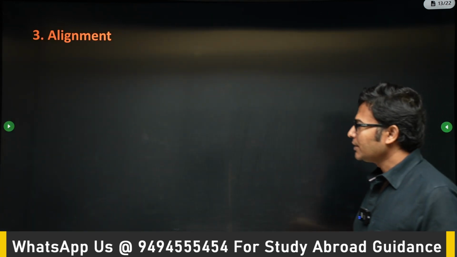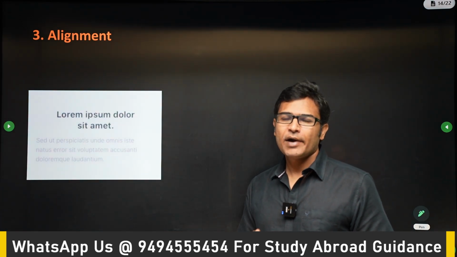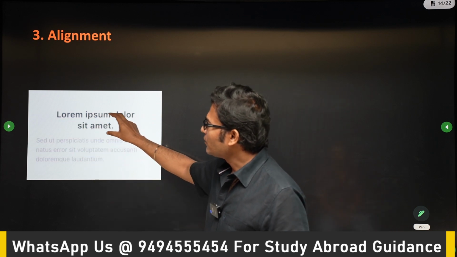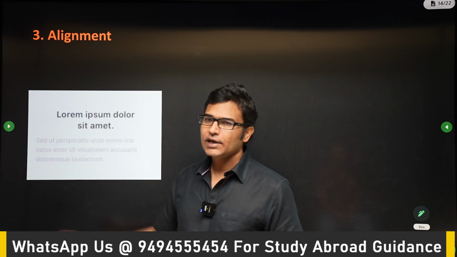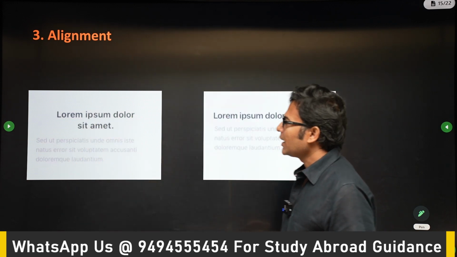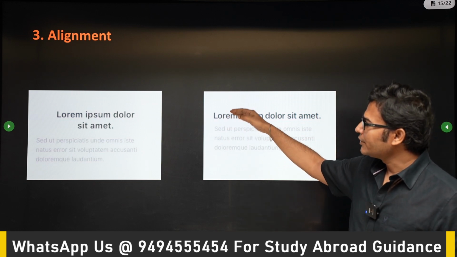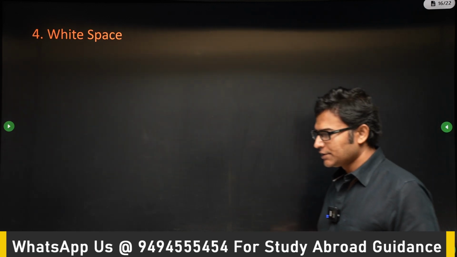And then alignment. So always see that the text is aligned in some manner. So in this case, if you see it, it is not aligned. So the heading is center aligned and the text is left aligned. But see that everything is aligned, it will look good and it will be more readable. So here if you observe it, everything is aligned. Okay. And then white space.